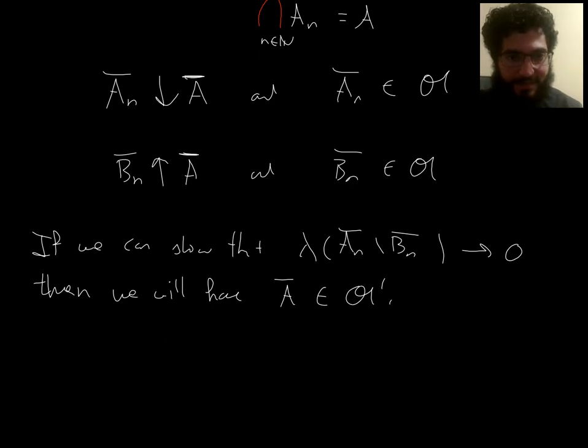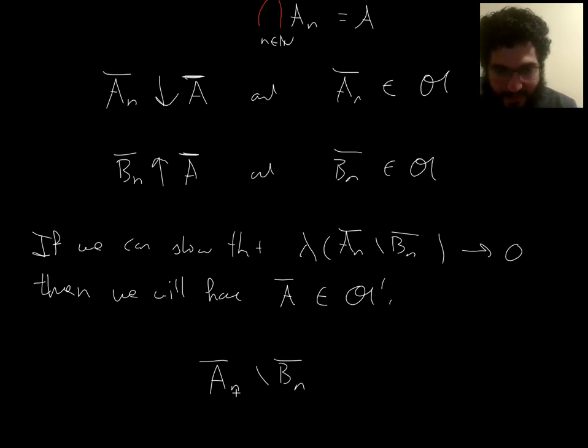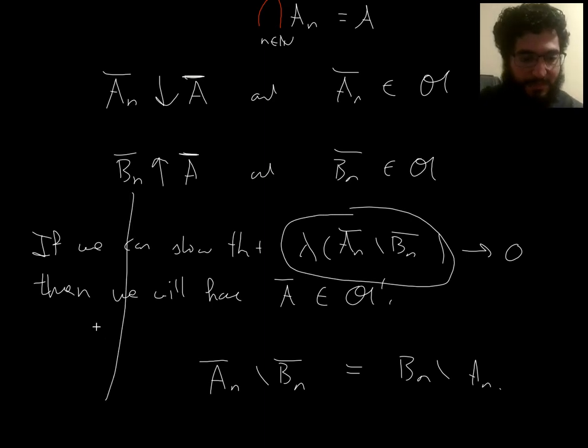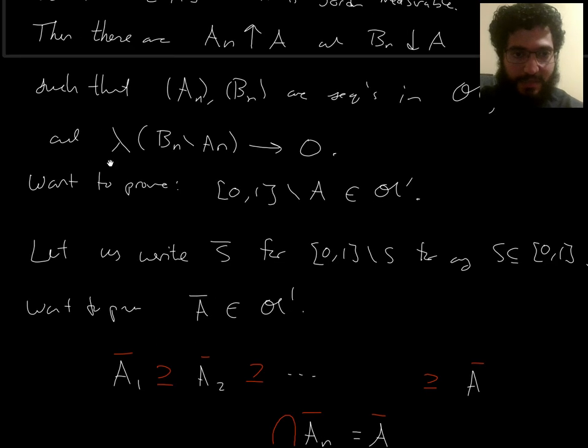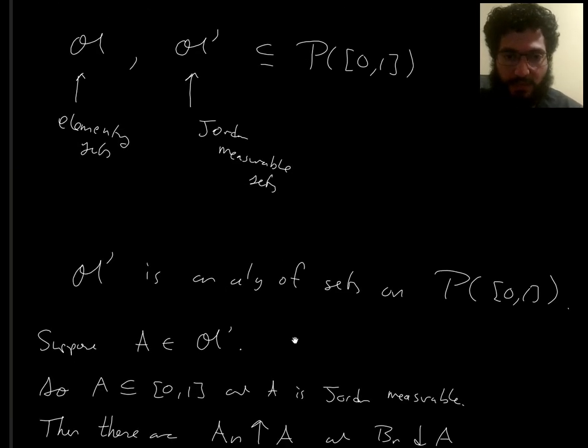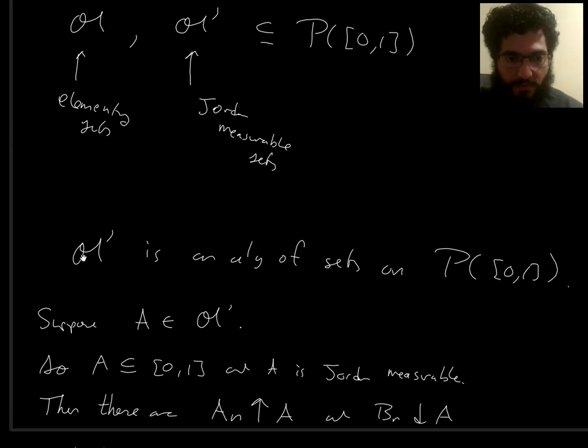Okay, so over here, this is the set of things not in A_n and not in B_n. So in B_n and not in A_n. Okay, so then this sequence of numbers is actually the same as this sequence of numbers. It is that sequence, and it goes to 0. So that proves that the set of Jordan measurable sets is closed under complements.